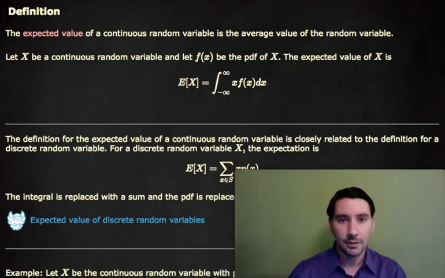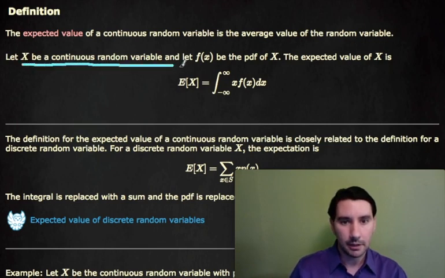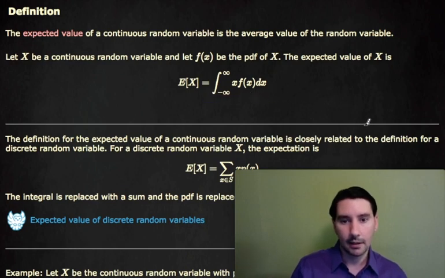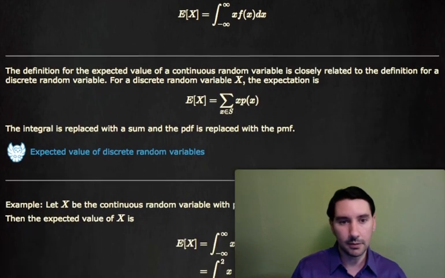In this lesson, we're going to look at the expected values of continuous random variables. So let X be a continuous random variable, and let f(x) be the PDF of X. Then the expected value of X, E(X), is the integral from negative infinity to infinity of x times f(x) dx. If you've already done the lessons on discrete random variables, this should look somewhat familiar to you.